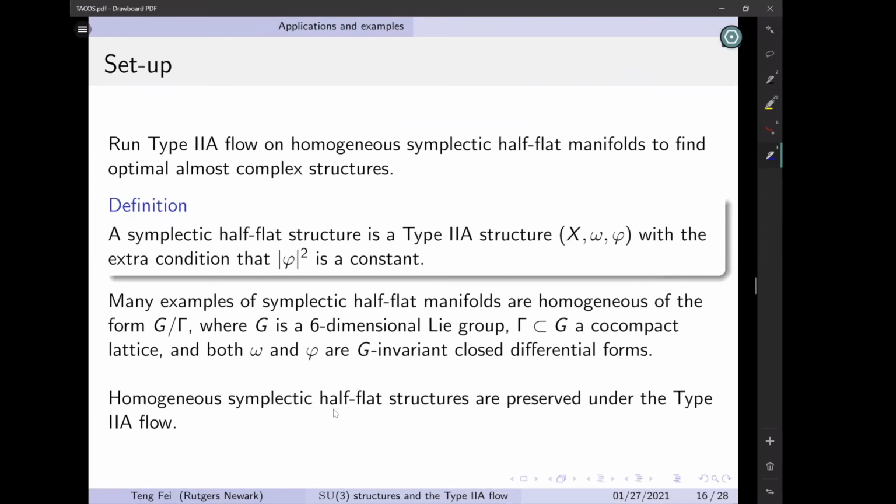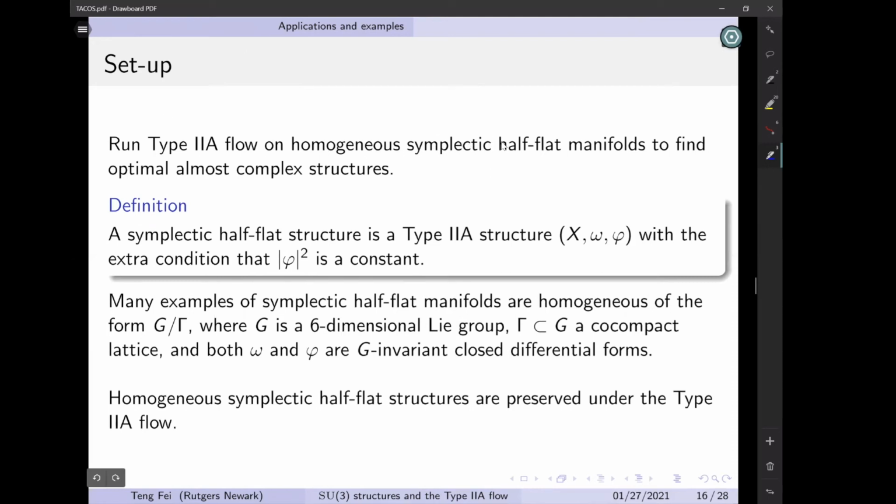Okay, so after stating our main results, I'd like to apply our flow to some special cases. These are very nice examples. And the setup is the following. I guess this aligns with the second session of the tacos series, the nilmanifold and solvmanifold techniques. So we're going to run our type IIA flow on homogeneous symplectic half-flat manifolds, and use our flow to find optimal almost complex structures. This is what we're going to do.